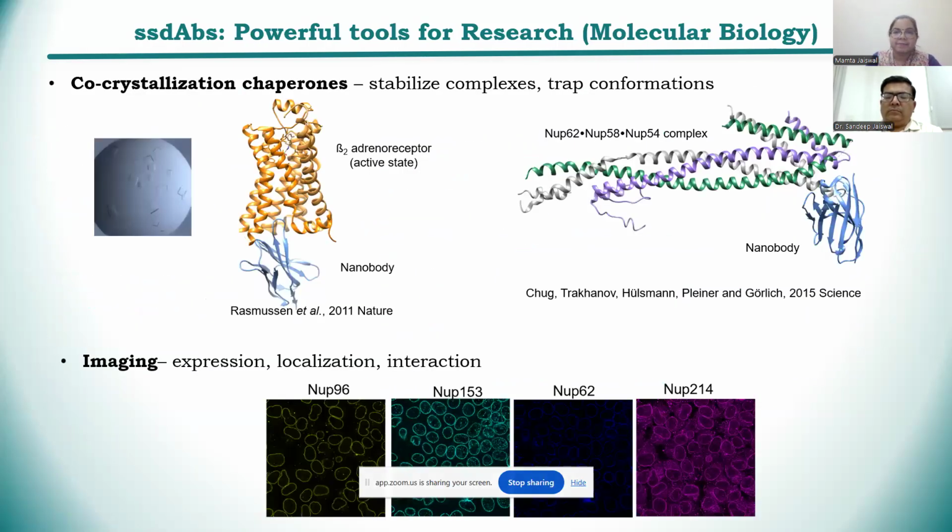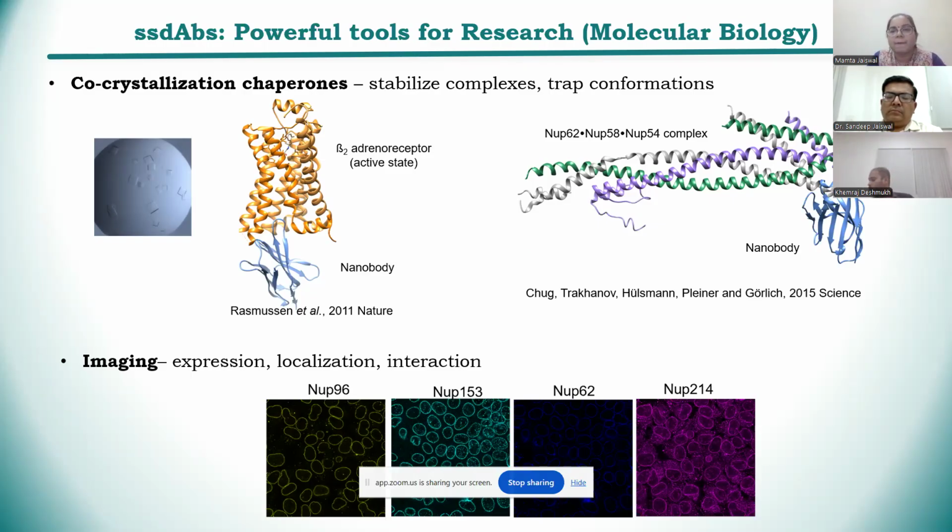Apart from imaging, they are a very good source of co-crystallization chaperones. If you are in the crystallization field, there are many challenging proteins where crystallization is tedious or not possible. With the help of nanobodies, these non-crystalline proteins can be crystallized. Here are a few examples.